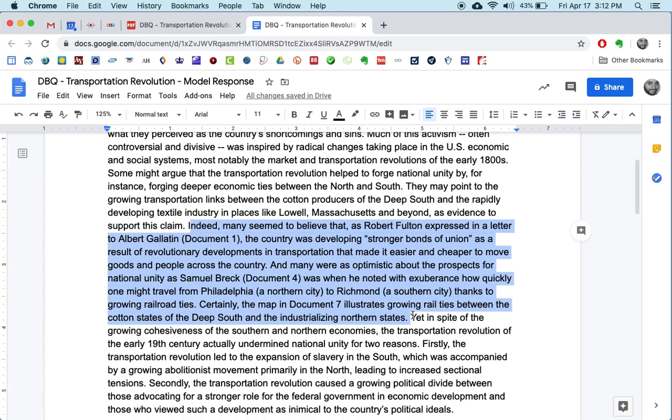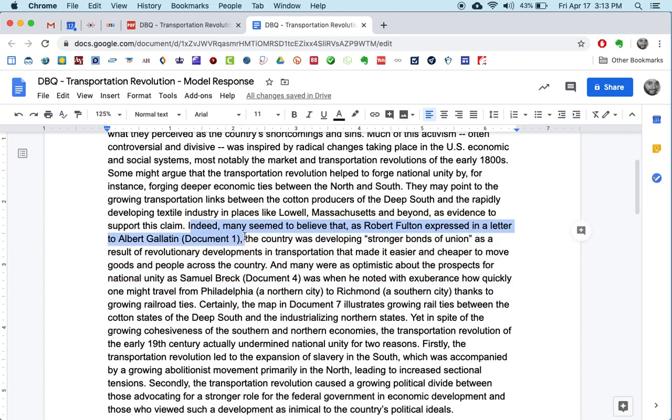So remember, I'm saying that some might argue that the transportation revolution helped to forge national unity, and they might argue that because there were stronger ties between North and South due to the ties between Southern cotton and Northern industry, especially the textile industry. There are actually 3 documents in the essay that demonstrate or reflect this, and I include them here. I start with document 1.